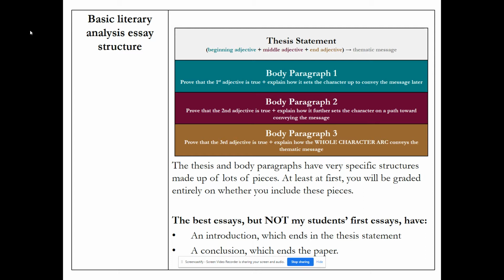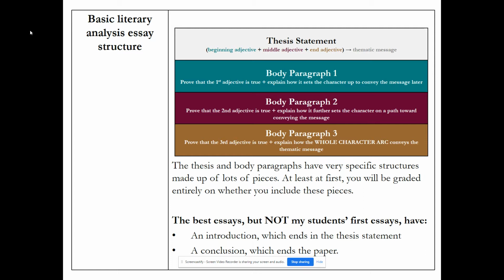The simplest way to express a character's arc is by using adjectives. You choose one adjective to describe the character, like their personality, their attitude, their actions, some aspect of them. One adjective to describe them from the beginning of the story, one describing them in the middle of the story, and one describing them at the end of the story. And then when you put those together, that's a character arc.